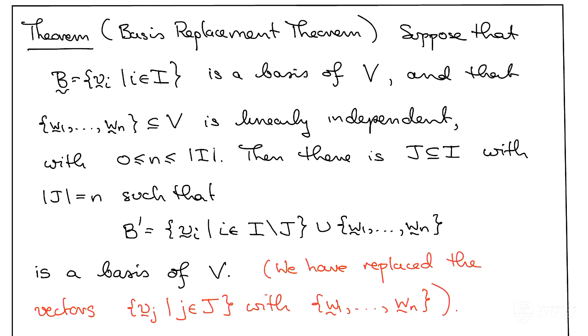Okay, so just run through it again. You've got a basis, you've got a linearly independent set, and you can find a subset of the original basis of the same cardinality as that linearly independent set, such that when you take those guys out and throw in this new linearly independent set, you get a basis. All right, how does that one go? Well, looks like an induction using the replacement lemma, and indeed it is.